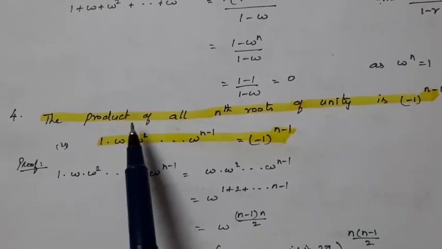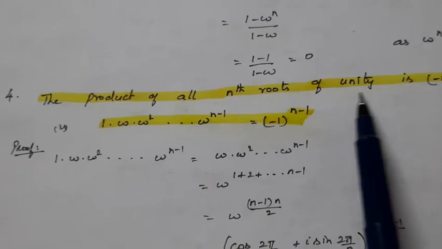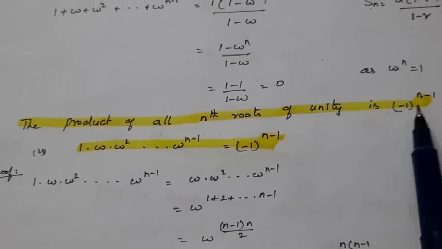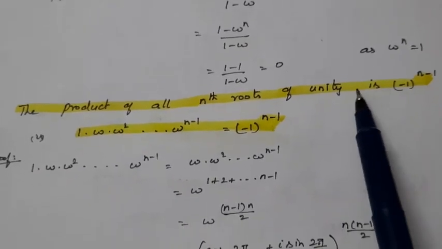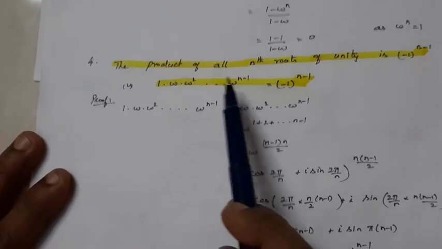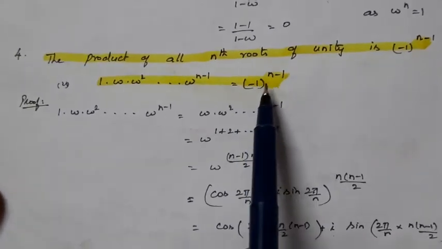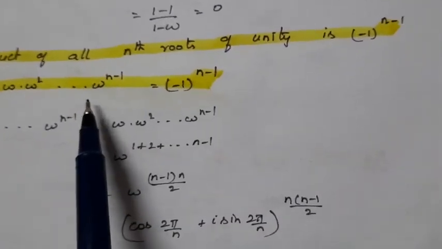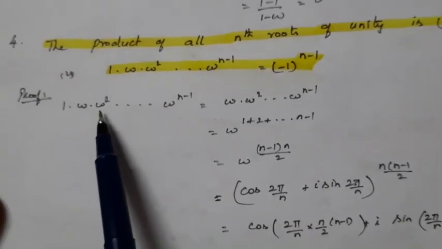Next, the fourth property says about the product. What is the product of all nth roots of unity? That differs according to the power. The product of all the nth roots of unity is minus 1 the whole power n minus 1. Now, let us see how we get this value, minus 1 the whole power n minus 1, as the product. Now, 1 into omega into omega squared, etc.